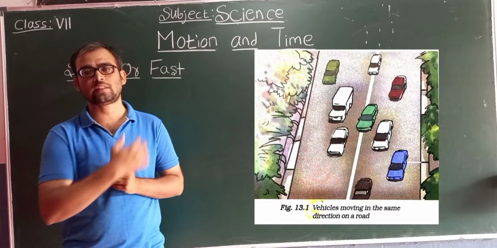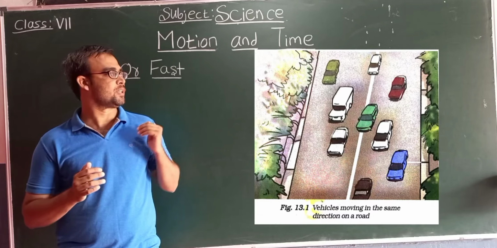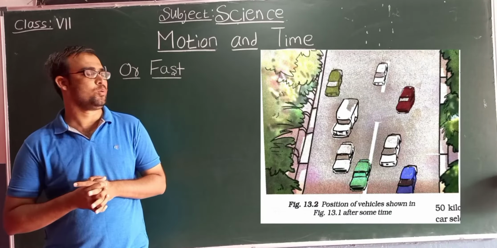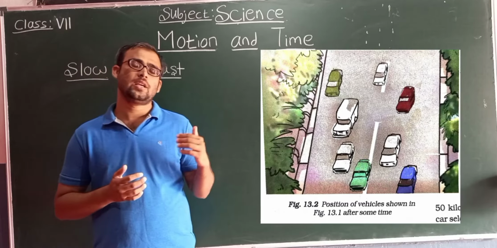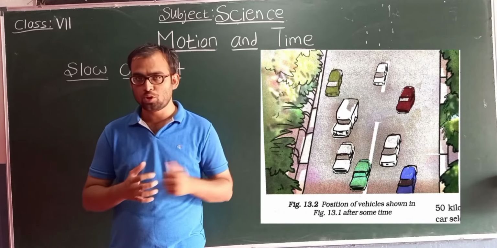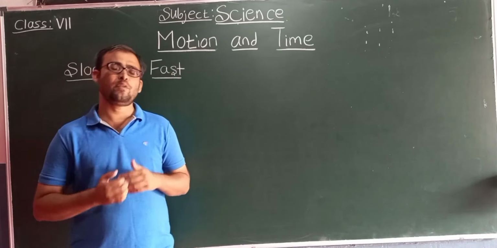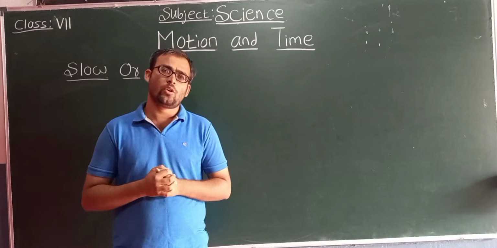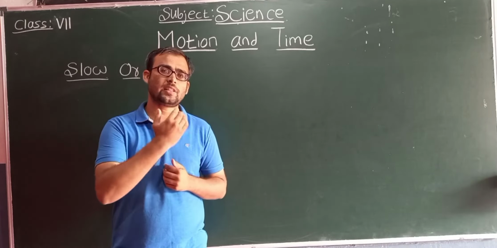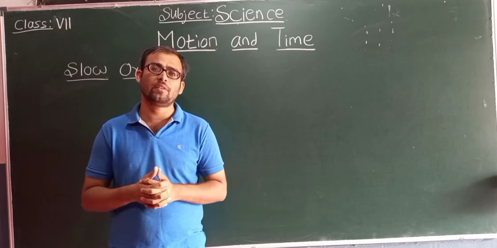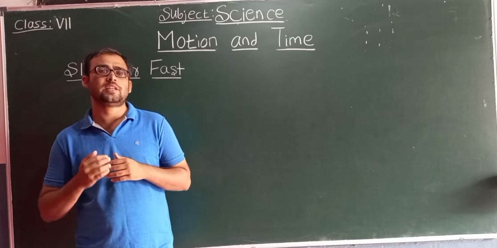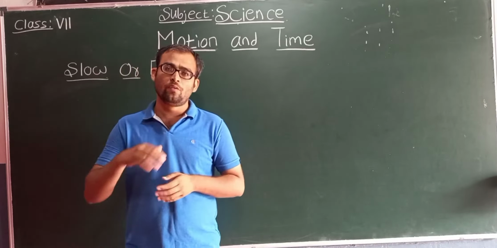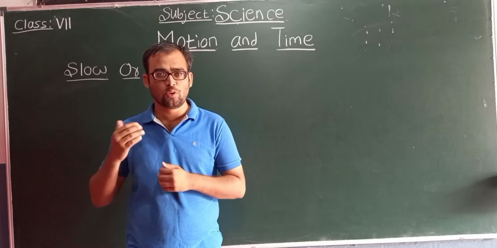In figure 13.1 you can see that the objects are moving in the same direction, and figure 13.2 shows the position of the objects after some time. If you want to know which object is moving fast and which is moving slow, we need to calculate the distance covered by the objects in a given interval of time. Then we can easily find which object is moving fast and which is moving slow.